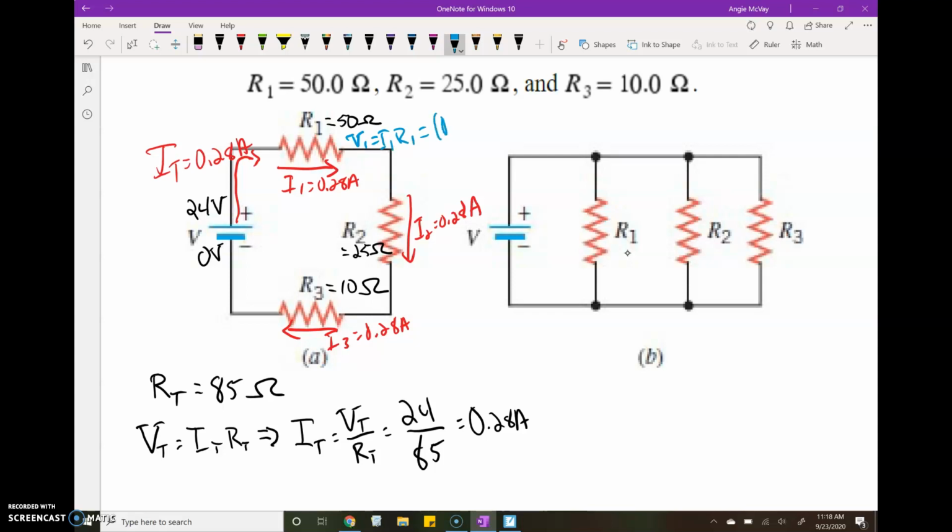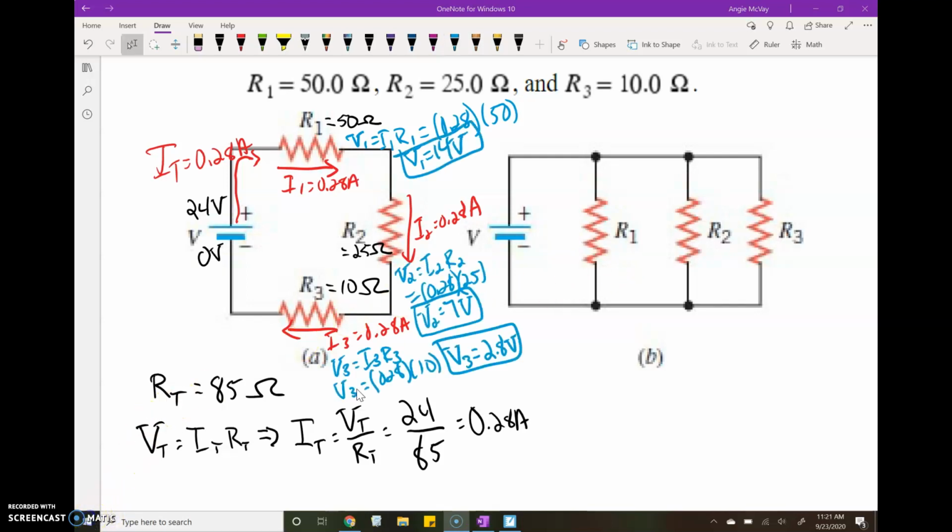Current is 0.28 times 50. And what we get for the voltage across resistor 1 is, all right, the voltage across resistor 1 is 14 volts.